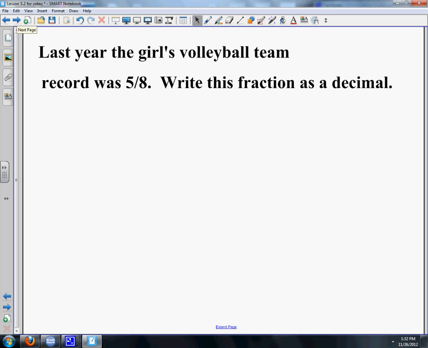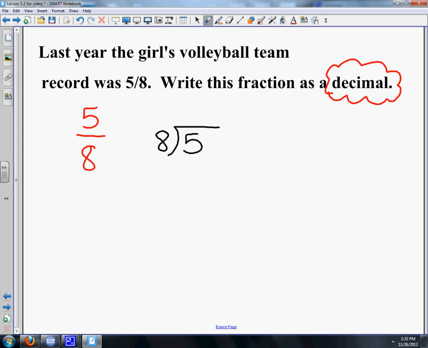Okay, last year the girls' volleyball team record was 5 and 8. Write this fraction as a decimal. So 5 out of 8, I'm going to write this as a decimal. So like in the previous lesson, I'm going to do some long division. So I put my denominator out front, and I put the numerator on the inside. 8 cannot go into 5. So I make that a 0 point, and then I add my decimal, and I make it 50.